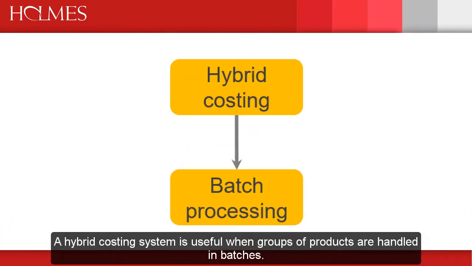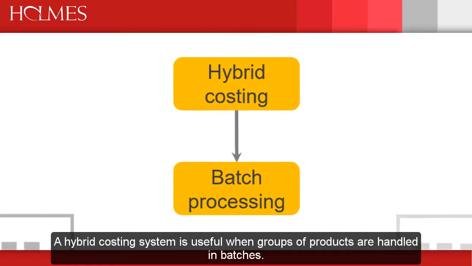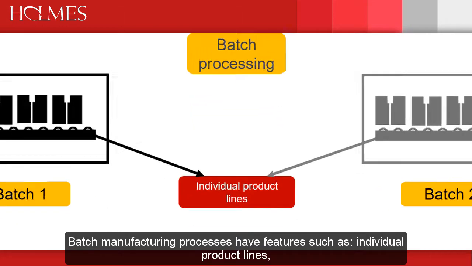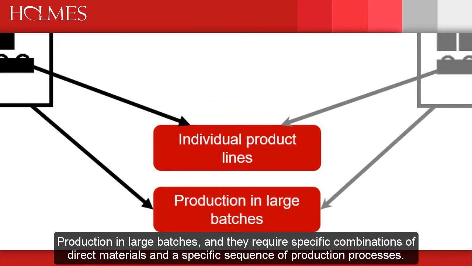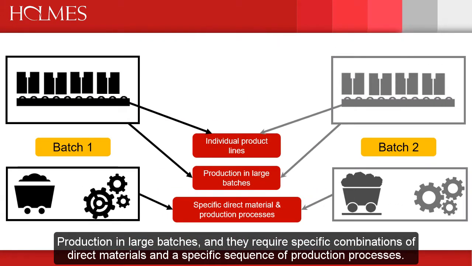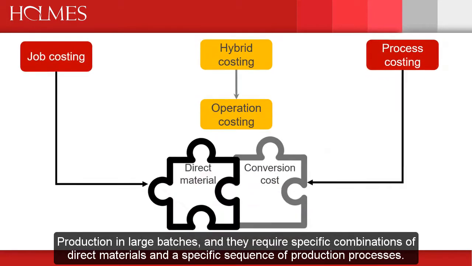A hybrid costing system is useful when groups of products are handled in batches. Batch manufacturing processes have features such as individual product lines, production in large batches, and they require specific combinations of direct materials and a specific sequence of production processes.